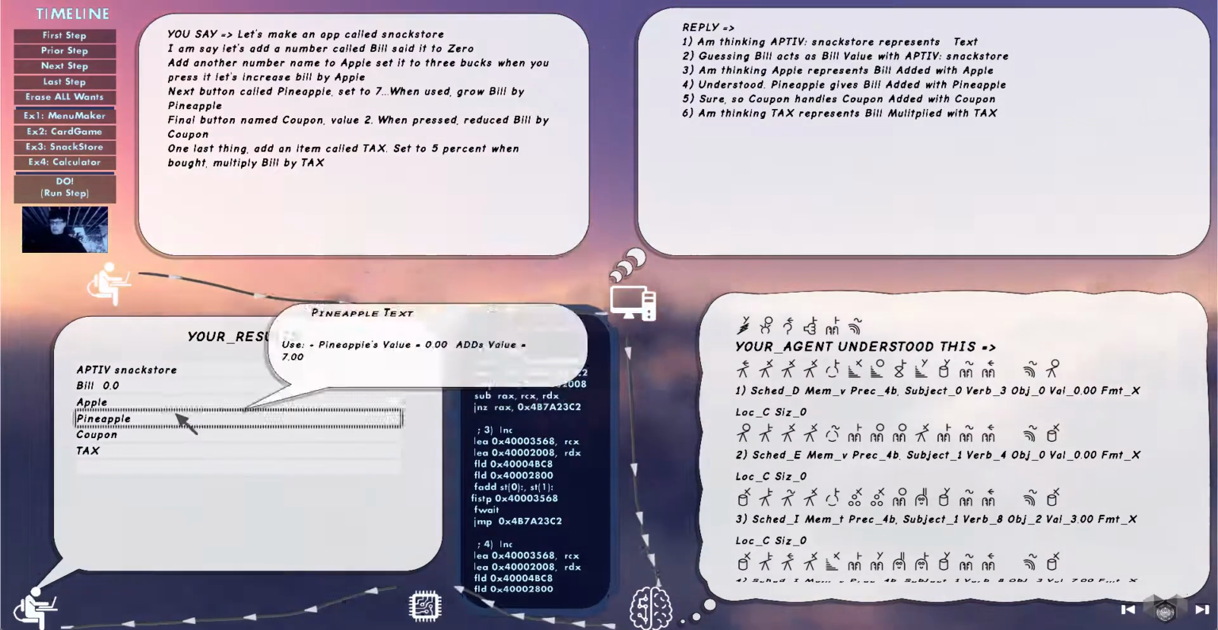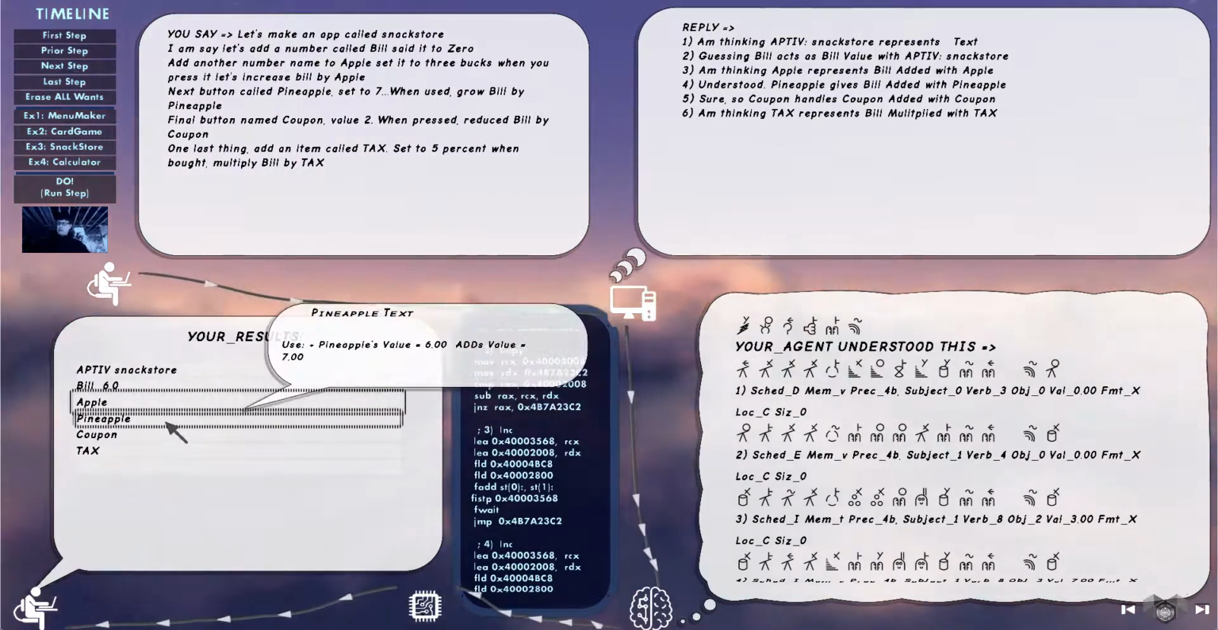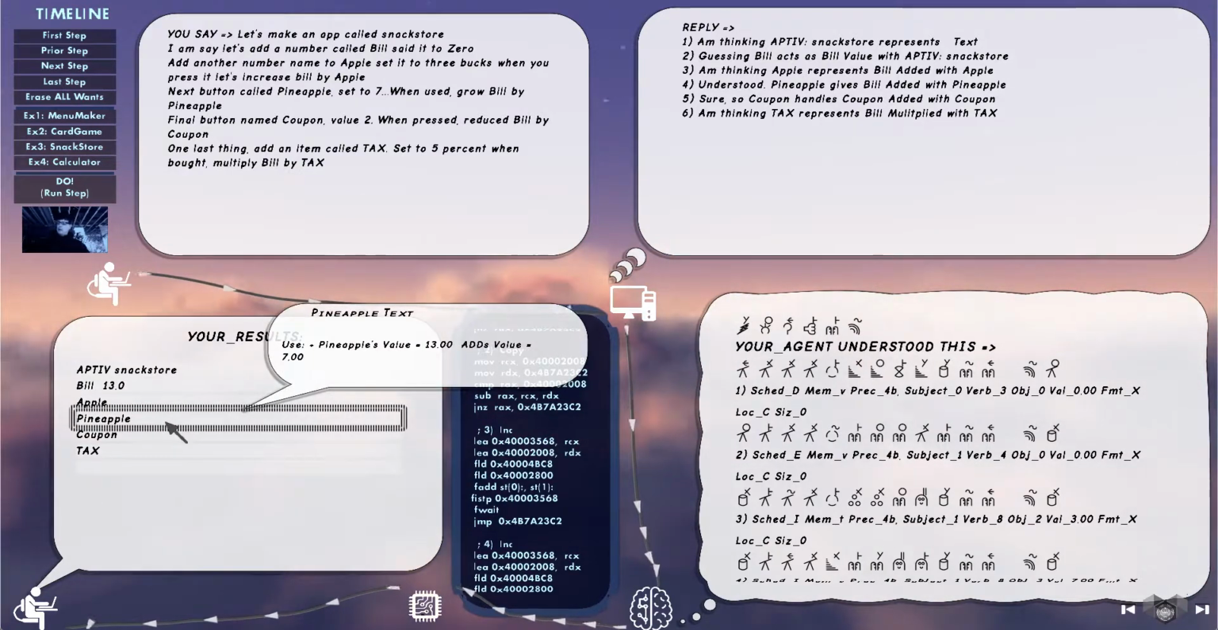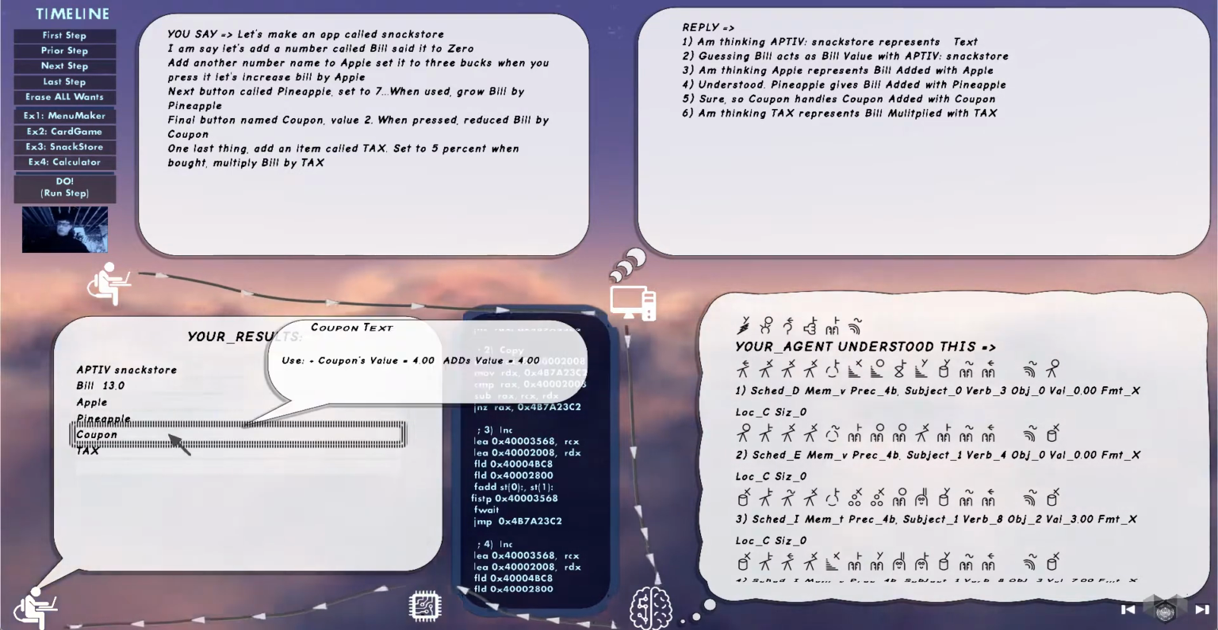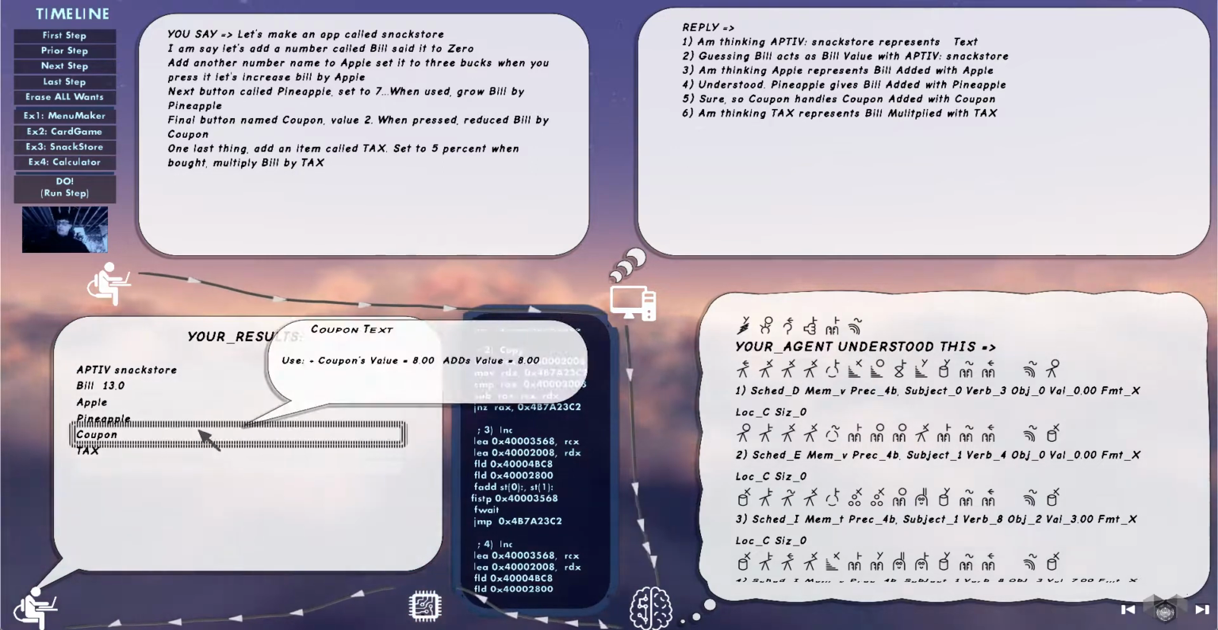Let's buy a couple apples. I mean, we kind of did that before. Let's bring it up to 6. Let's buy a pineapple. That was 7. That looks good. How about some coupons? Let's say we had 2 coupons. Goes down to 11. Goes down to 9.